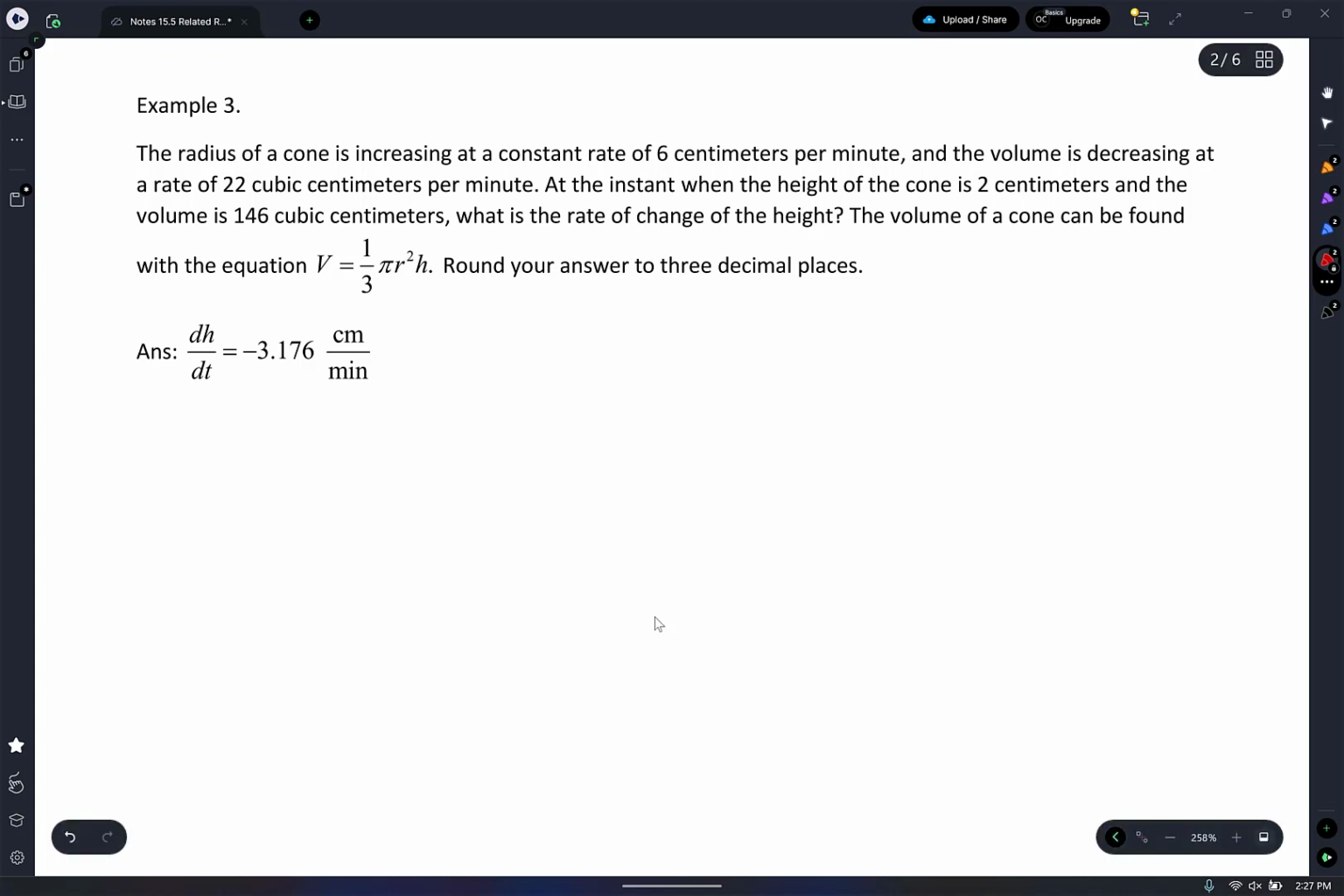All right, here we go. Ready, miss? The radius of a cone is increasing at a constant rate of 6 centimeters per minute. What is that?